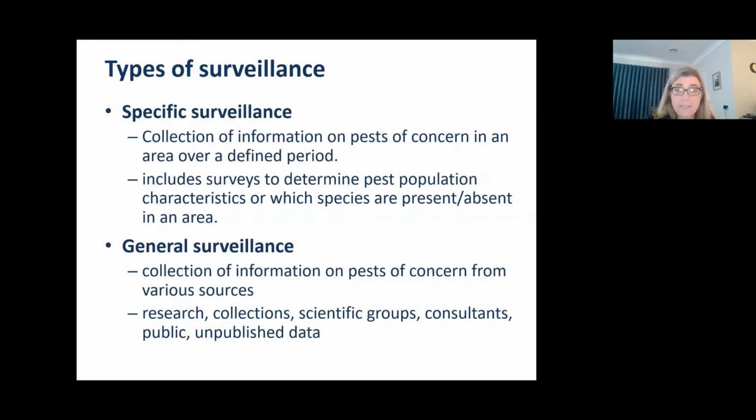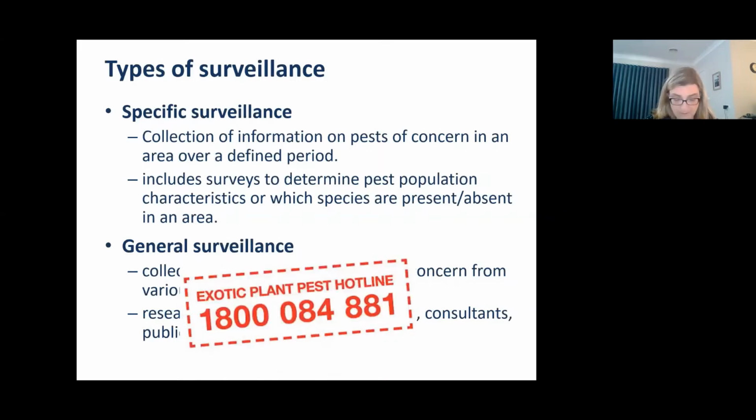And what can be a really good source of general surveillance data is reporting by the public via such mechanisms as the Exotic Plant Pest Hotline. This is a number that connects anyone that wants to make a report anywhere in Australia through to the agency that's responsible for investigating those reports. And so it's the easiest way really to report any unusual symptoms or suspect exotics. And that's something I'll come back to later.